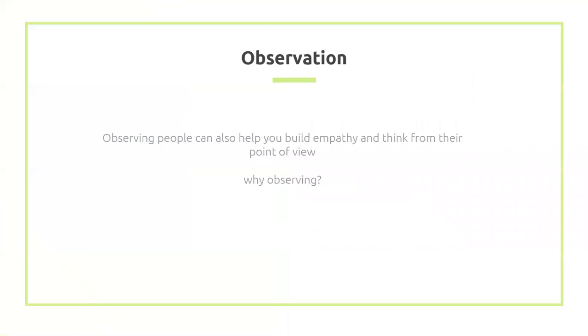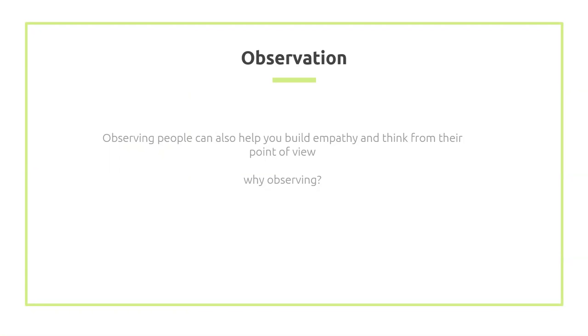First method in data gathering is observation. From the theoretical background, observation allows us to understand or even build empathy, meaning we truly understand why people behave in a particular manner, right? We try to think from their perspective.